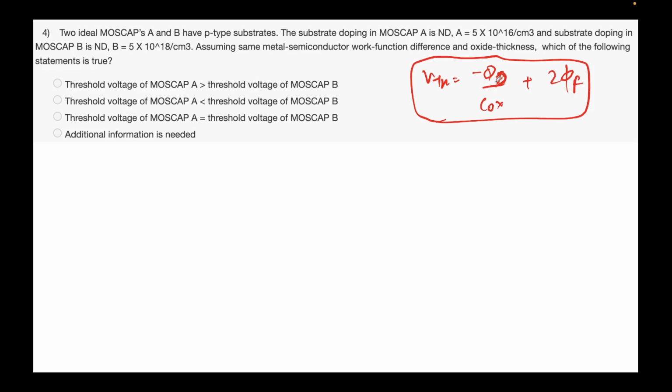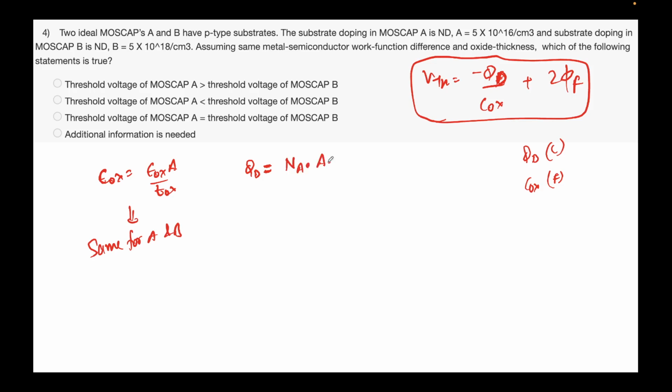This is the same for both, because it's given Tox is the same and SiO2 is the same. We are assuming the same for both. QD is the total charge inside the depletion region, so that will depend on your doping times area times depletion width, right? Because doping is per centimeter cube and everything has to be in coulombs. So Na times A times W.